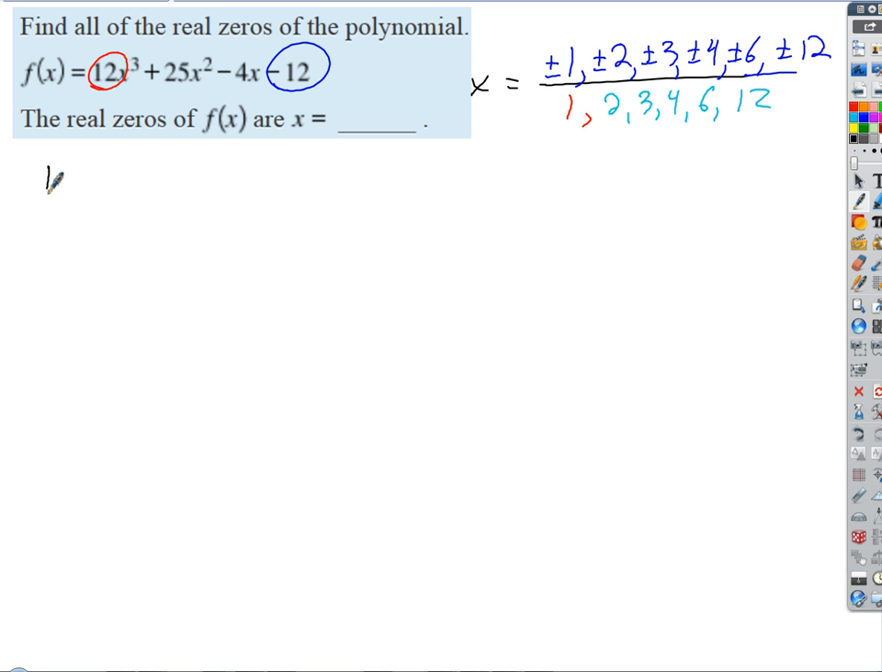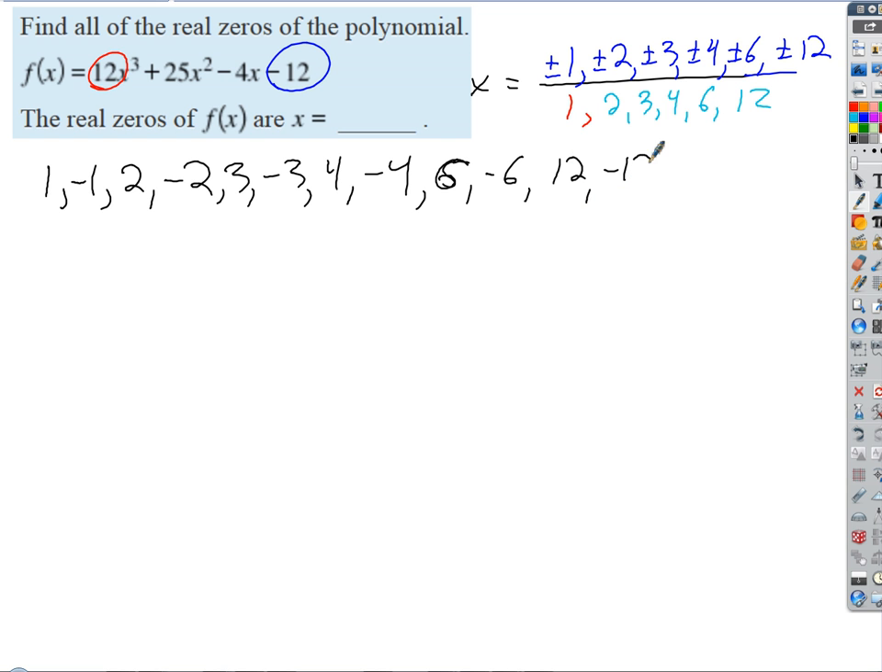So we get 1, negative 1, 2, negative 2, 3, negative 3, 4, negative 4, not 5, 6, -6, 12, -12, and then what? So that's all the possibilities with 1 on the bottom. Then we'd move up and try 2 on the bottom. If we had to keep going, we could do 1/2, -1/2. 2 over 2 is already on there, that's 1.